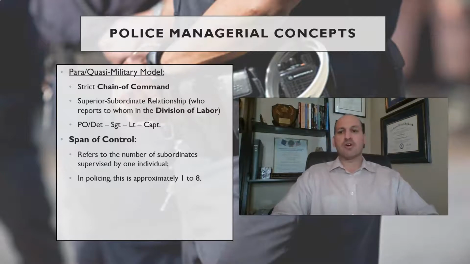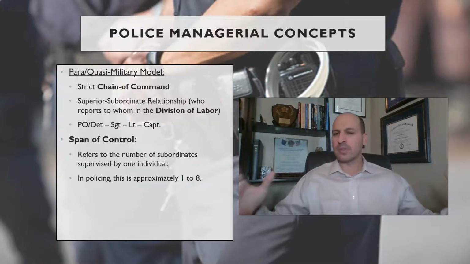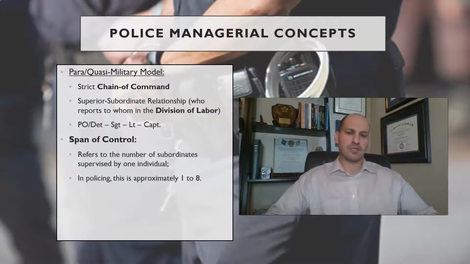All right, so span of control refers to the number of subordinates supervised by one individual. In policing, that's generally 1 to 8. So for every one sergeant, there are eight police officers and detectives that they supervise. It's 1 to 8. Anything more than that is considered too many people to manage, and any fewer is not optimal.